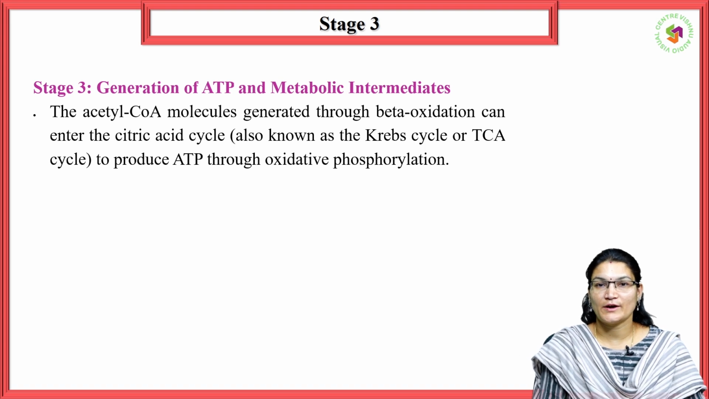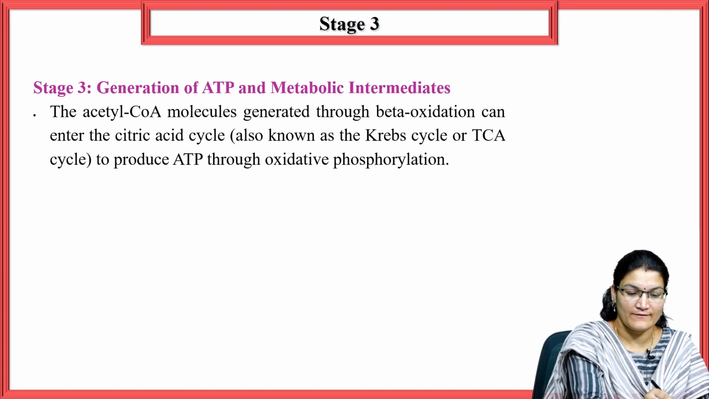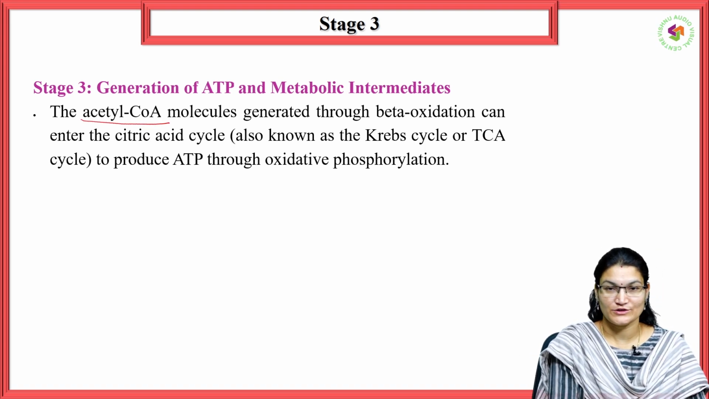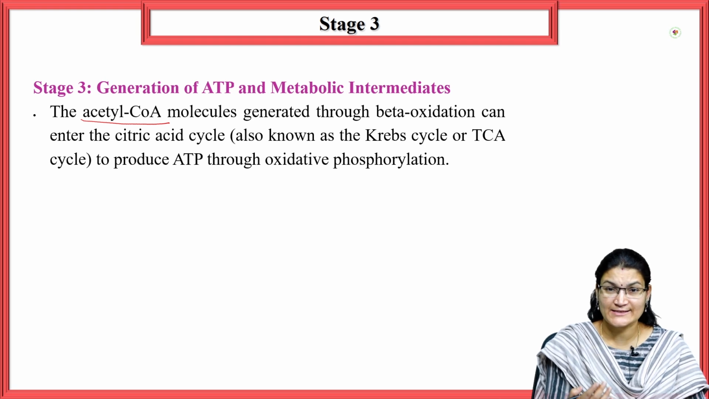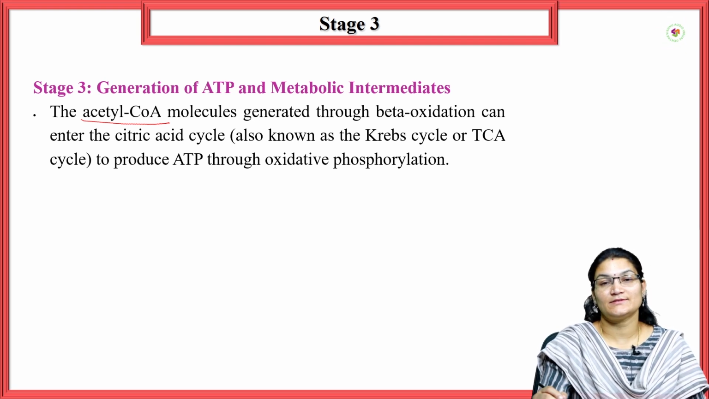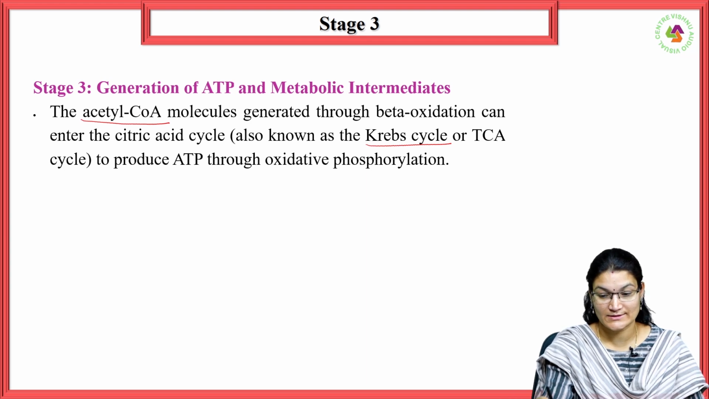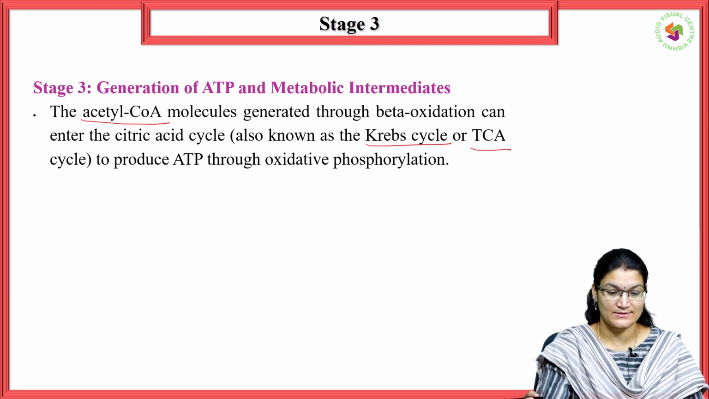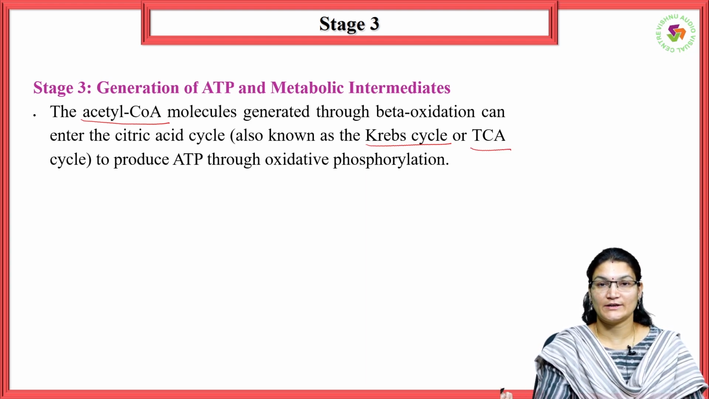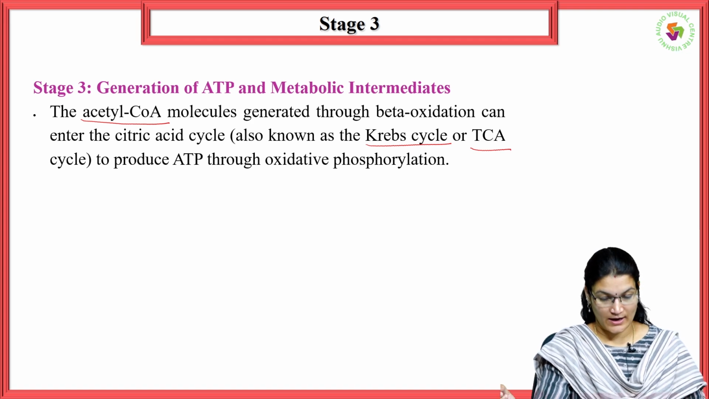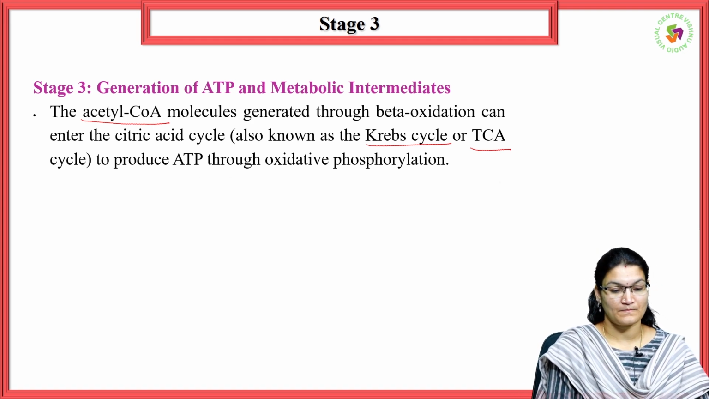So what are the end products of beta oxidation? We have acetyl coenzyme A molecule generated as end product from each cycle, and this acetyl coenzyme A is utilized in the Krebs cycle. We also call it the TCA cycle as well as the citric acid cycle, that is further converted into energy through ATP.